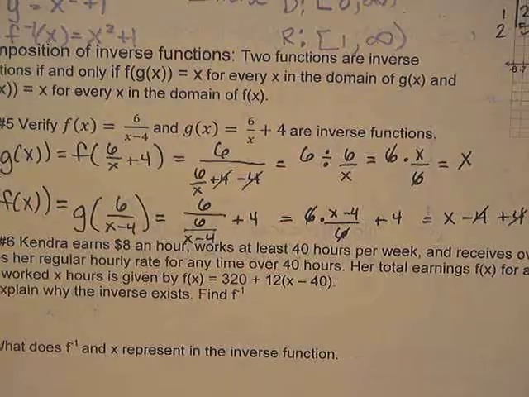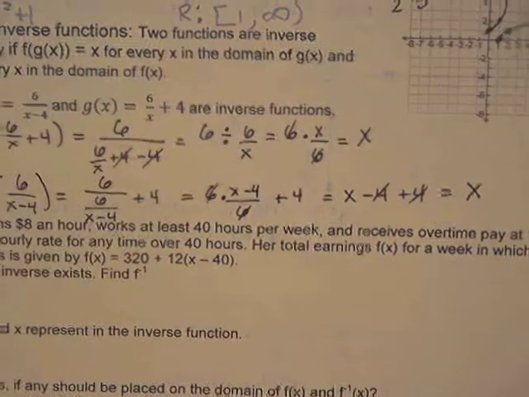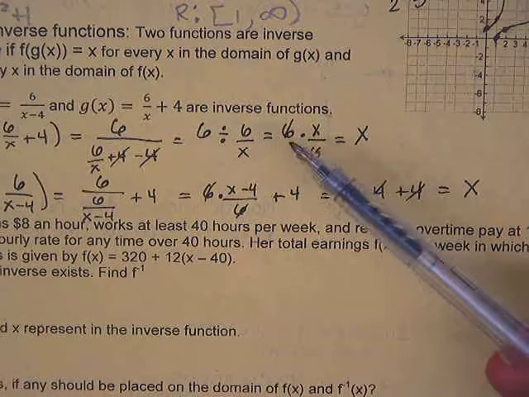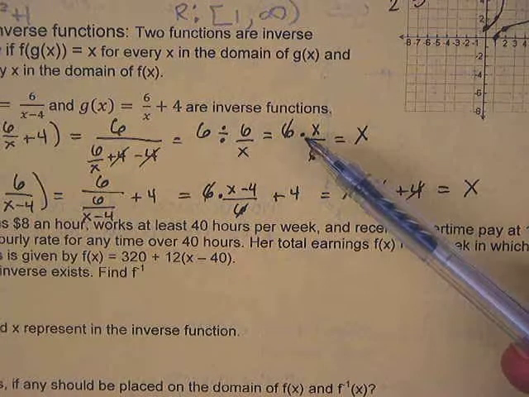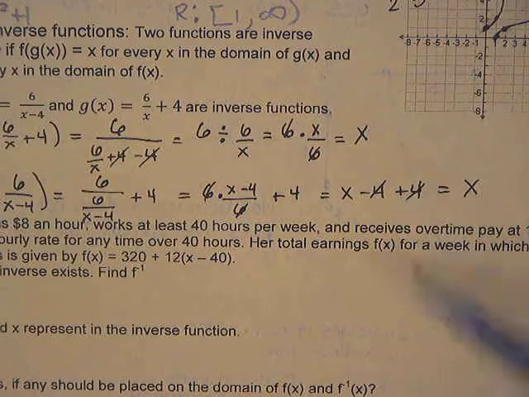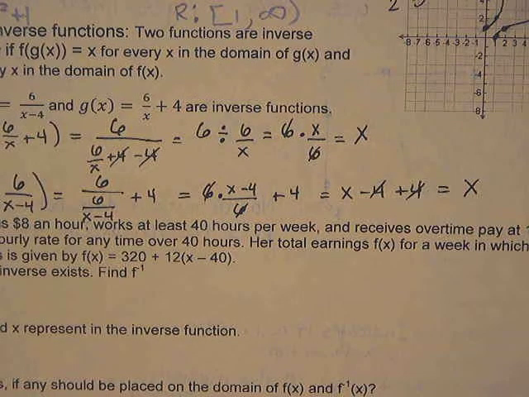So both f of g of x and g of f of x, both of those cancel, and you get x.